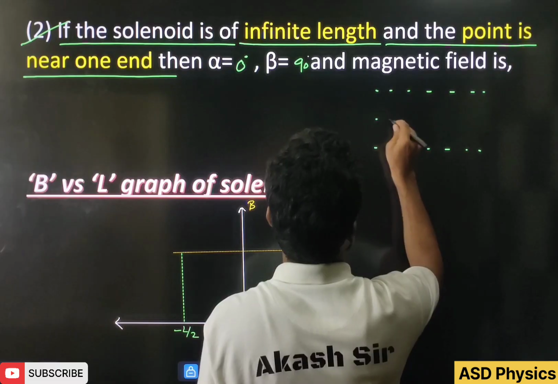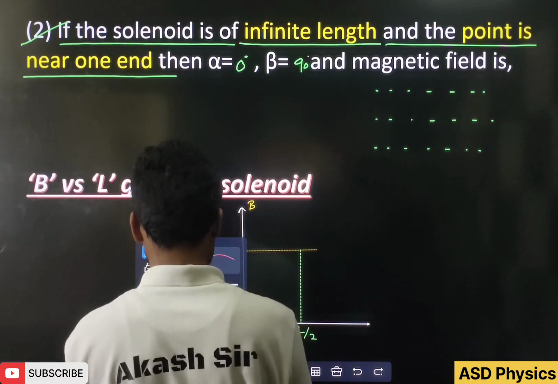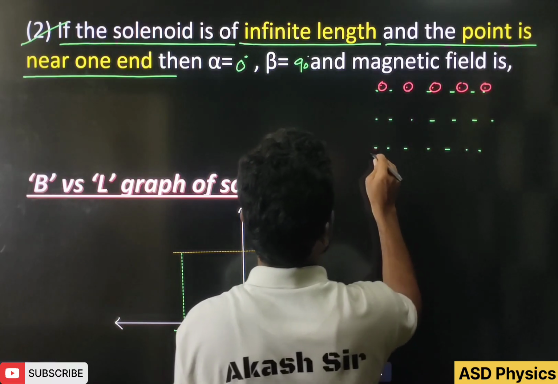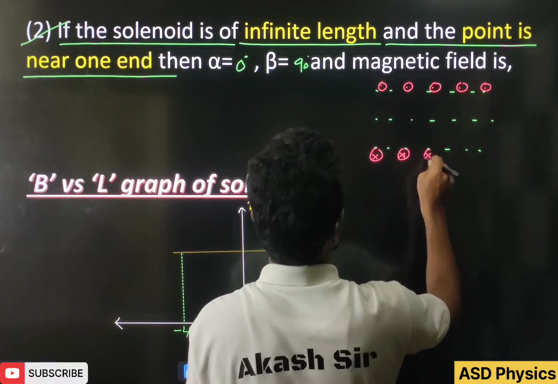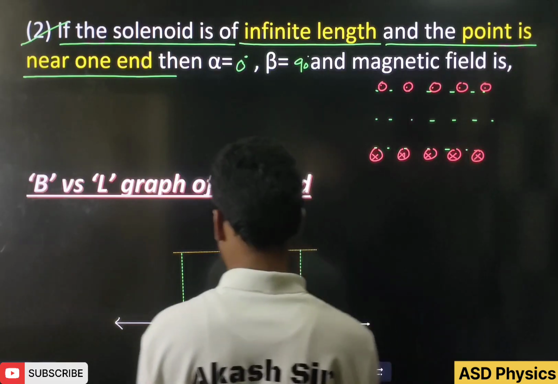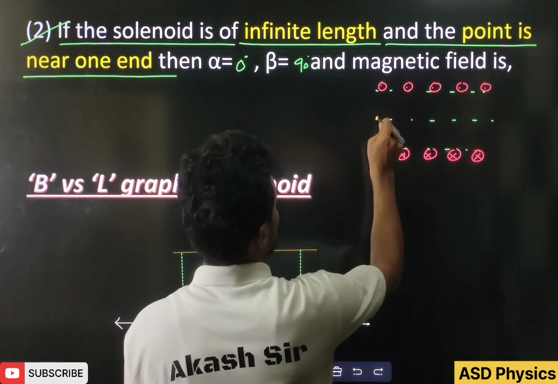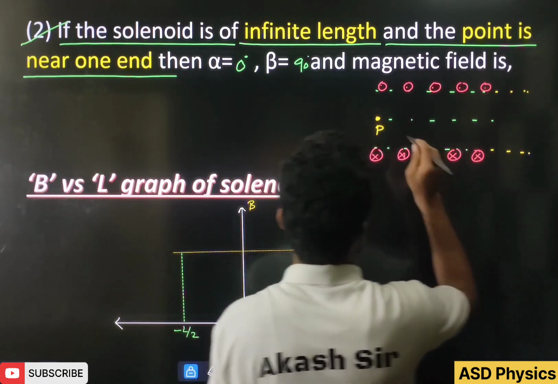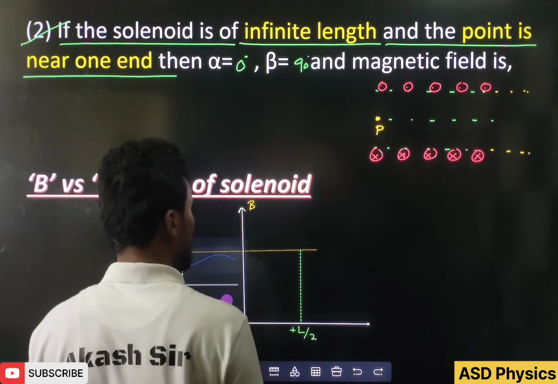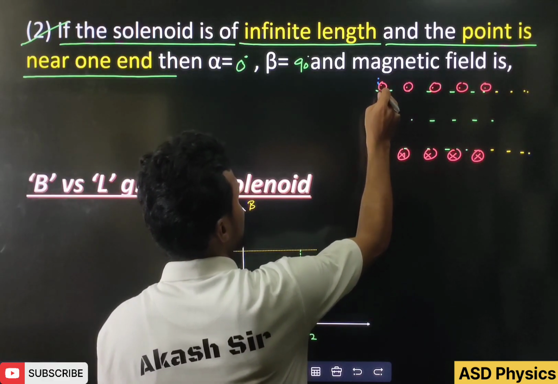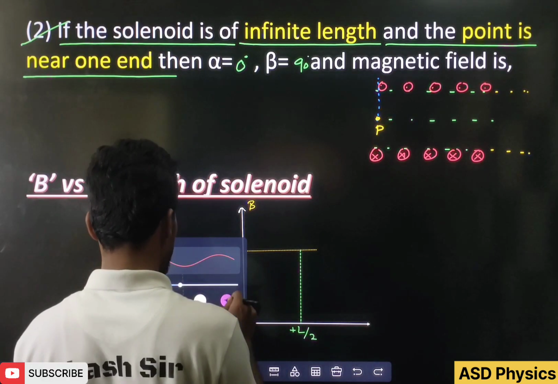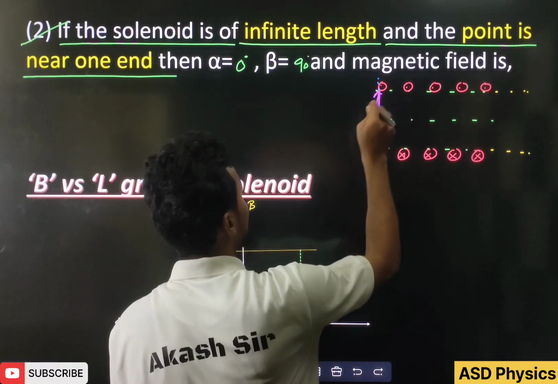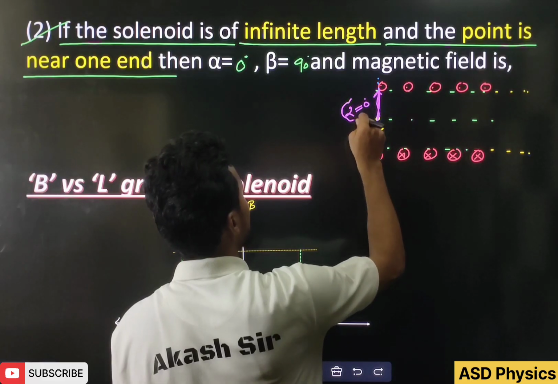I am writing here just for your understanding purpose. Now the point P will be at one end of the solenoid. This side also the solenoid is there, no problem, but here the point P is at the end. So you can see very well that all the angles are seen from here. When we take the angle like this, alpha will become 0 degrees.